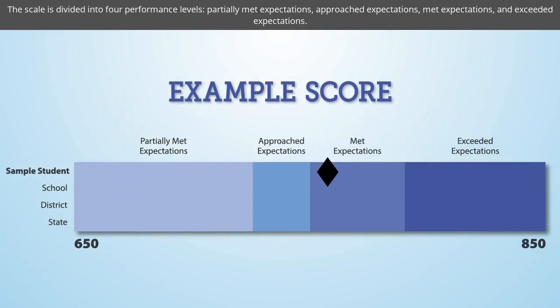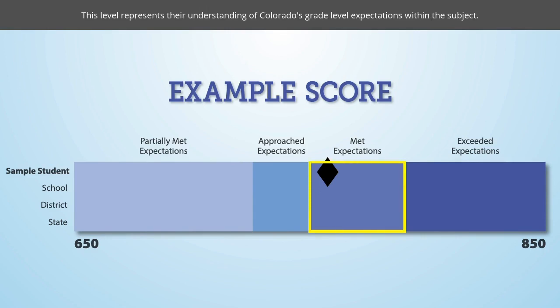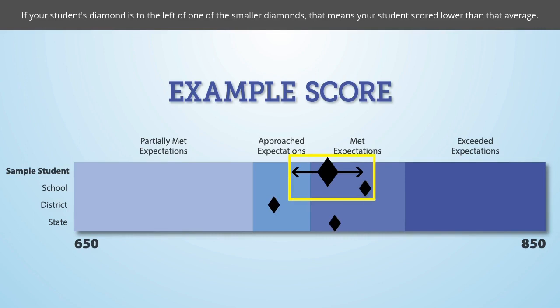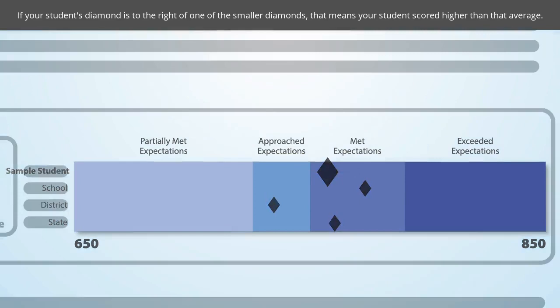The scale is divided into 4 performance levels: partially met expectations, approached expectations, met expectations, and exceeded expectations. The section of the scale where your student's diamond lands is their performance level. This level represents their understanding of Colorado's grade level expectations within the subject. The arrows around the diamond show where your student may have scored if the test was taken multiple times. If your student's diamond is to the left of one of the smaller diamonds, that means your student scored lower than that average. If your student's diamond is to the right of one of the smaller diamonds, that means your student scored higher than that average.